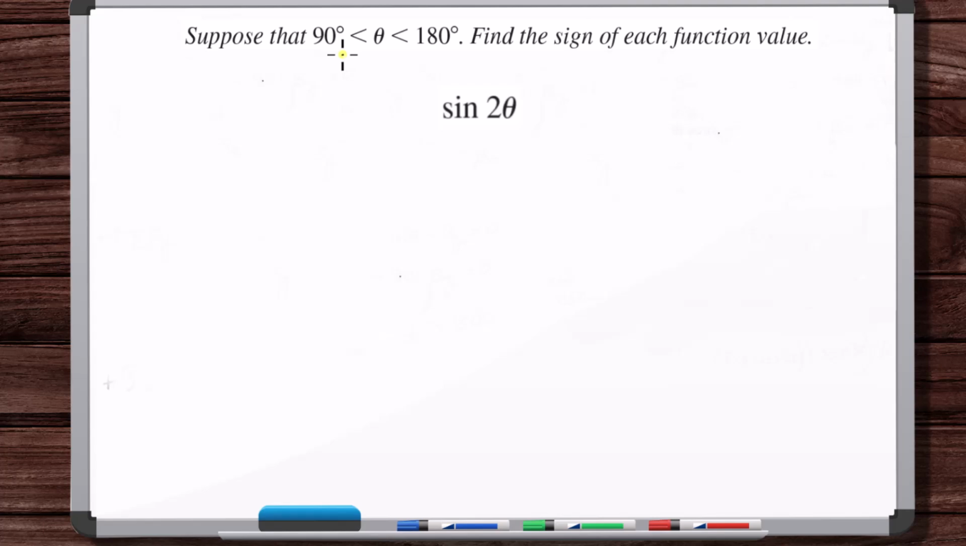Okay, suppose that theta is between 90 and 180. Find the sign of each function value. Well, if theta is in the second quadrant, but you multiply that by 2, what happens? Well, 180 times 2 is 360. 90 times 2 is 180. So you're going to be either in the third or the fourth quadrant. Sine is opposite over the hypotenuse, the radius. The radius is always positive, so it's the y value. Well, the y value is negative in these two quadrants, so this is negative.